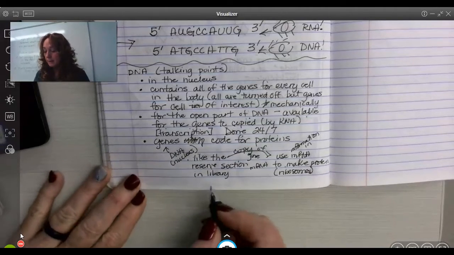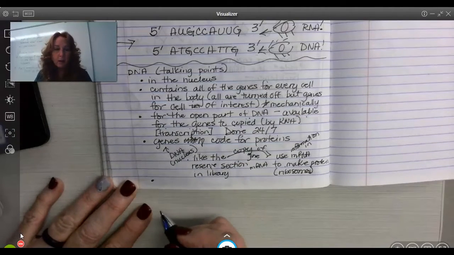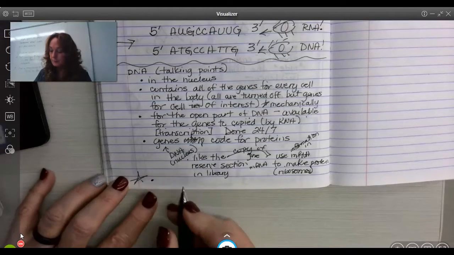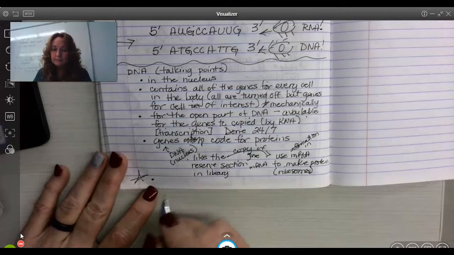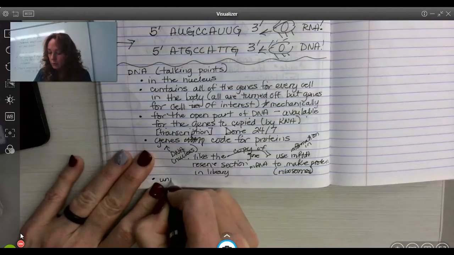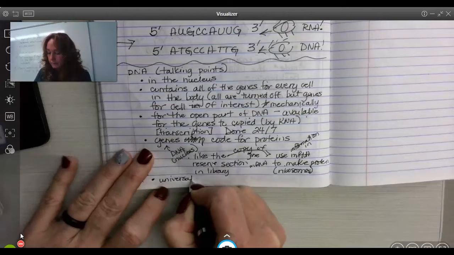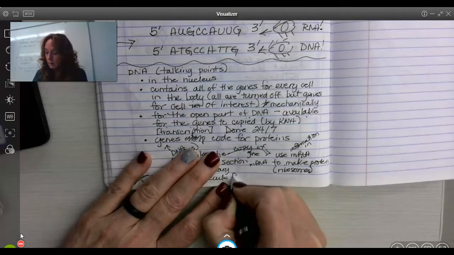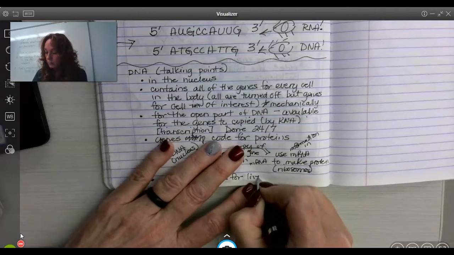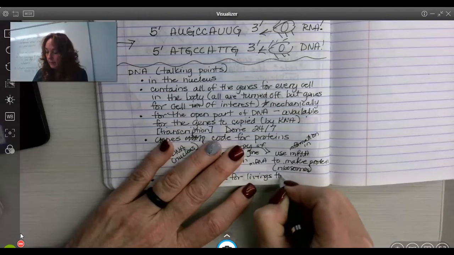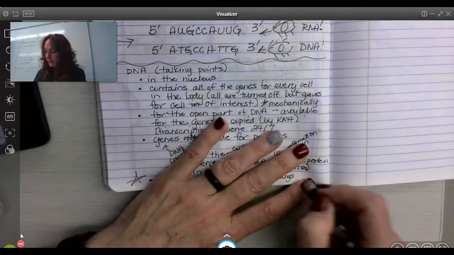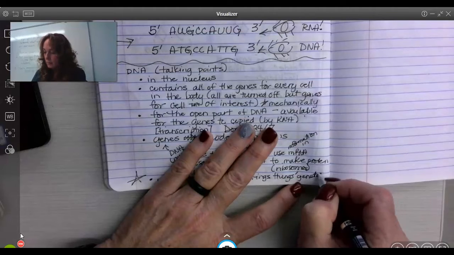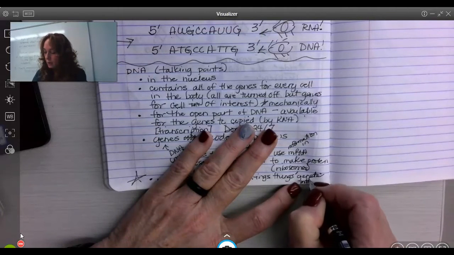The last piece is not at all the least piece. It's probably super important. DNA is the universal molecule, which just means life as we know it. I'm saying all living things use DNA for genetic information.